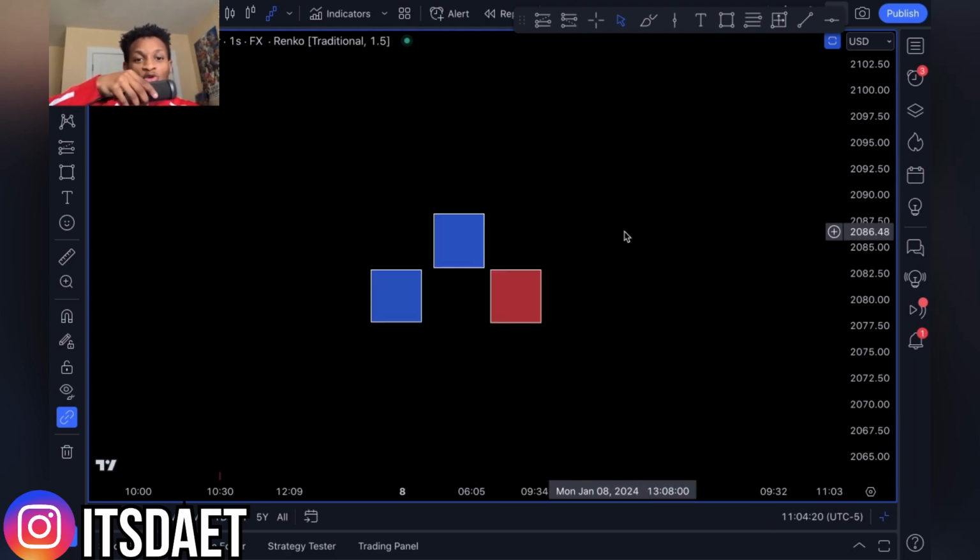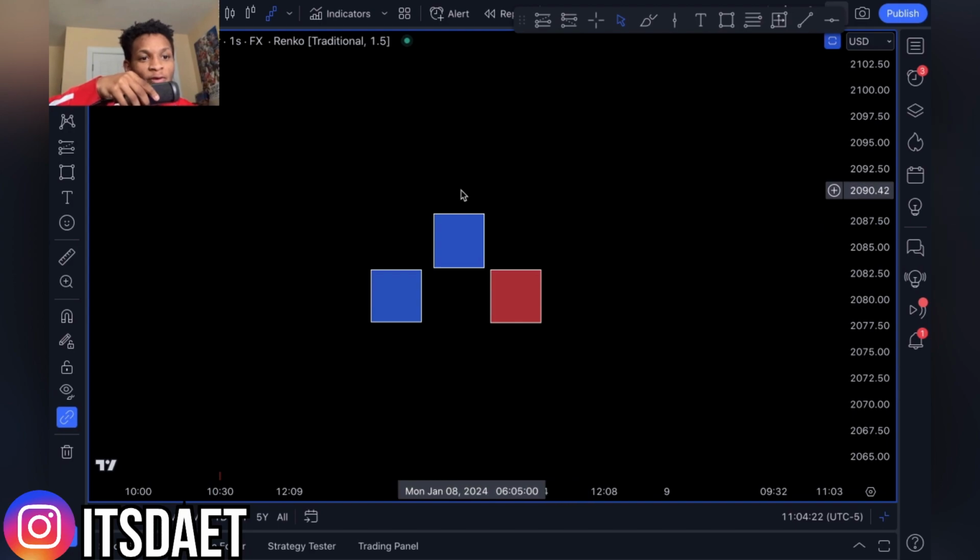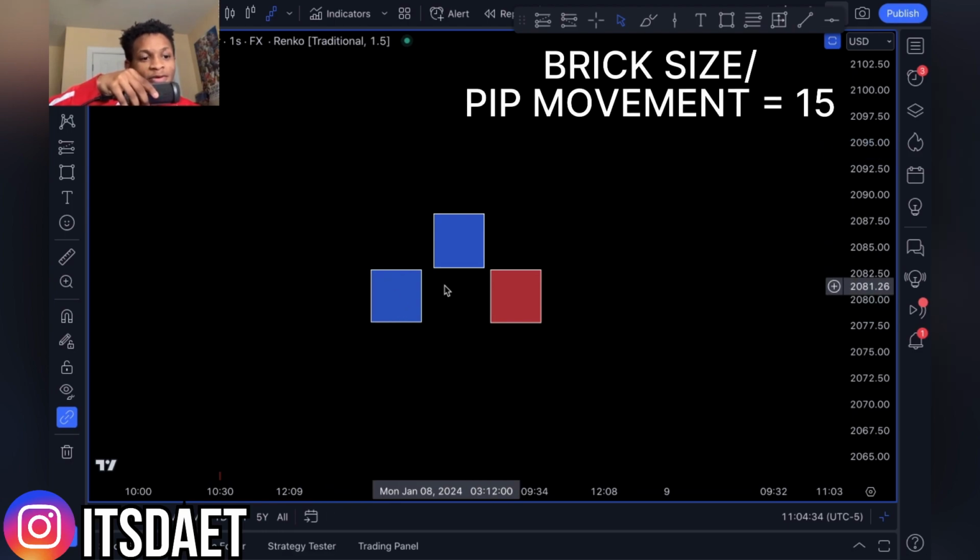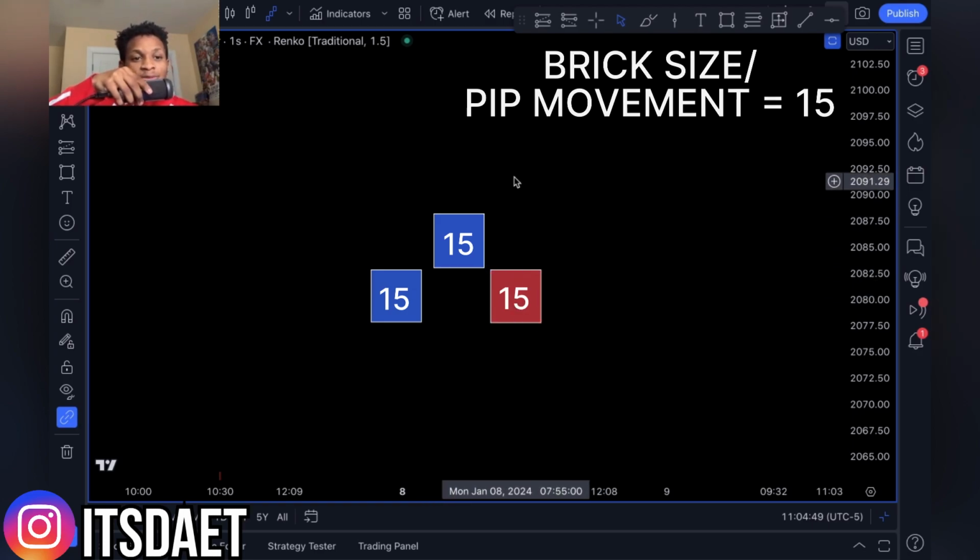All right, so as you know, I trade gold, right? For gold, I have my brick size set to every 15 pip movement. It moves 15 pips up, and moves 15 pips up, and moves 15 pips down, right? That's my setting for gold.